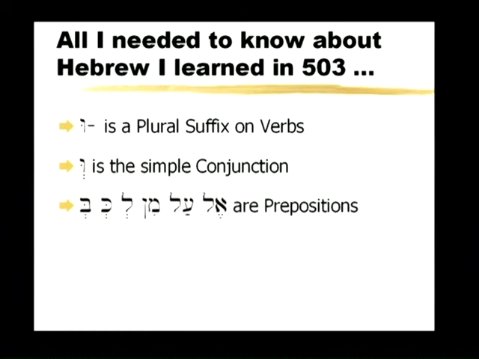It's a simple conjunction. Notice the prepositions. The bet preposition, the kaf preposition, the lamed preposition, the min, meaning from, al, upon, over, against. Remember, al can mean against. Don't forget it. Remember, the lamed preposition can mean to as well as for. El, unto, and into. All right?